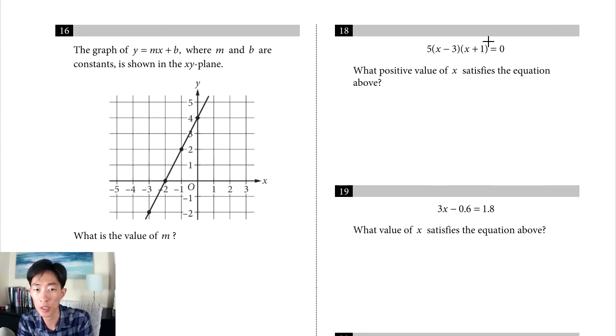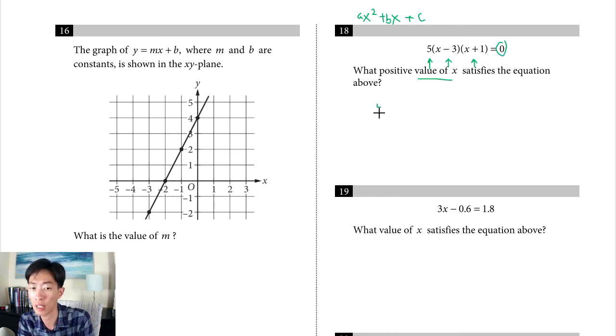Question 18, we have an equation. What positive value of x satisfies the equation? Now your first instinct when looking at this might be to start multiplying out, but do not do that because you're going to give yourself a headache. Keep in mind whenever we have a quadratic equation like ax squared plus bx plus c, usually we want to get it into factored form because when you've got 3 factors multiplied together, which give you 0, that means one of them has to be equal to 0 in order for this to be true.